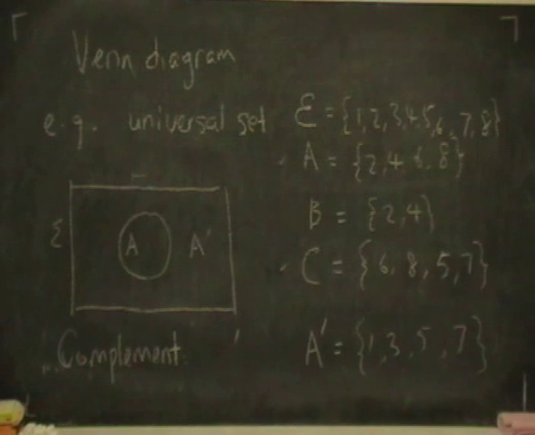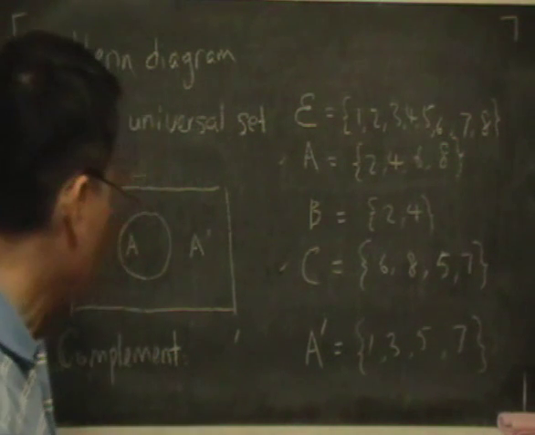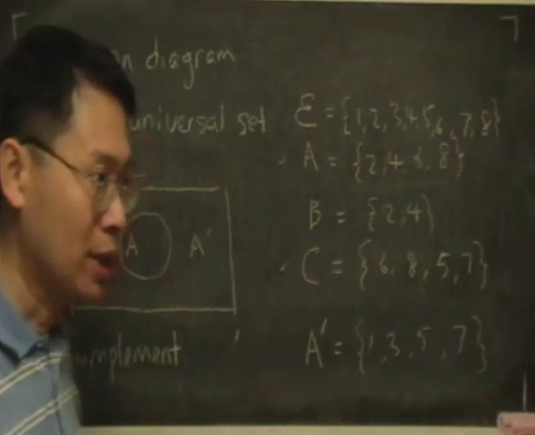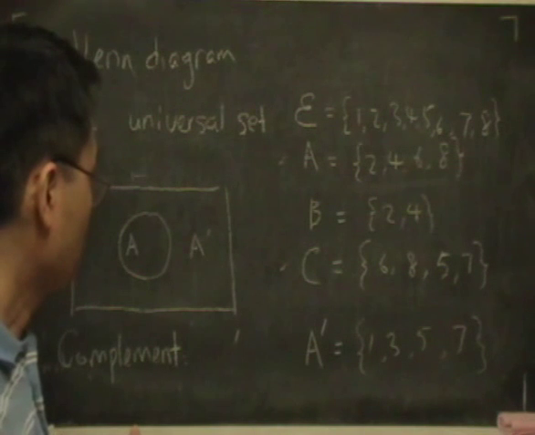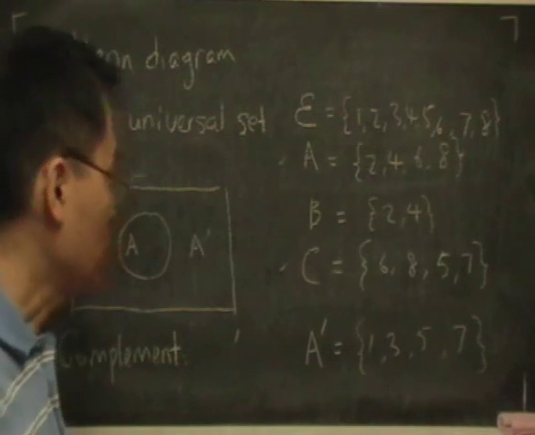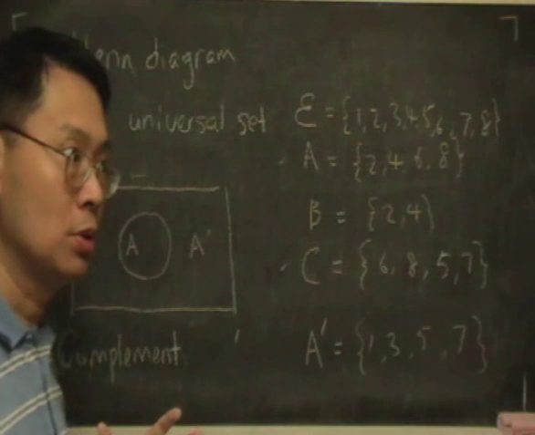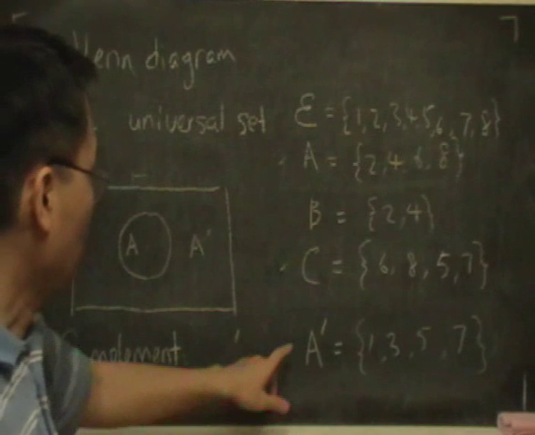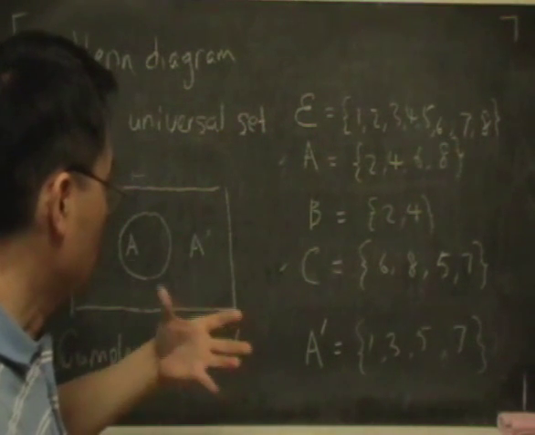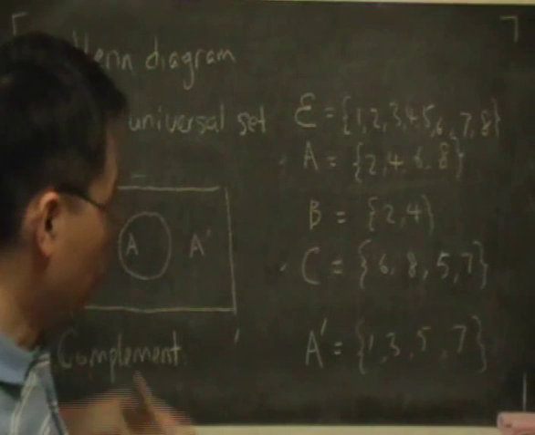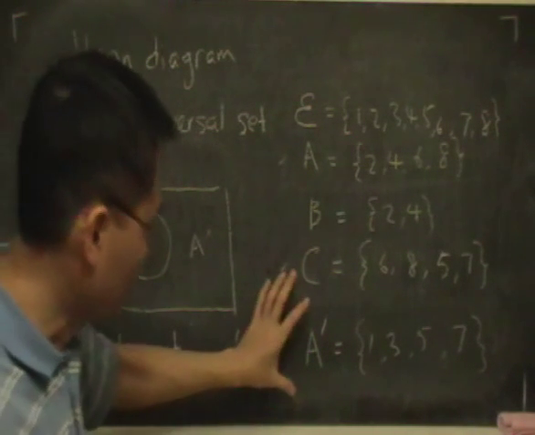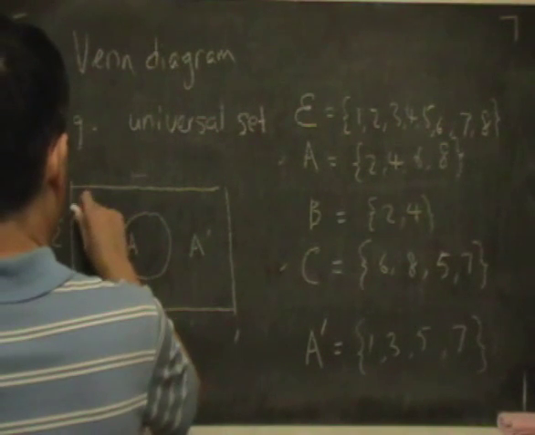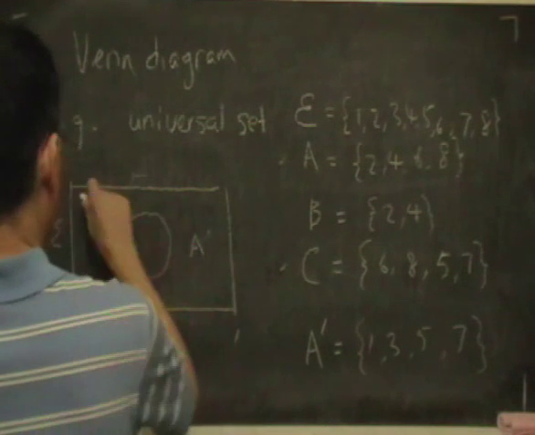Right. So because of this idea about the area representing the set, it is often convenient to shade the regions that we are interested in. So for example, if I'm interested in emphasizing or showing this particular set A complement, I might do it by shading the region that represents A complement like that.